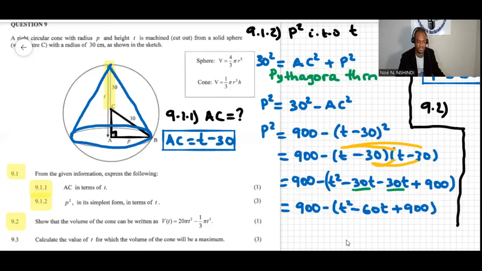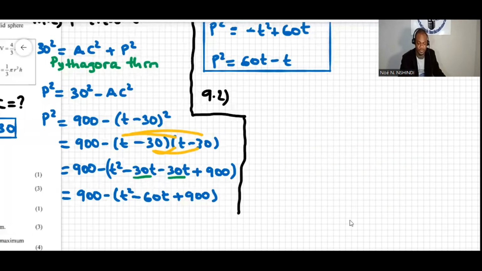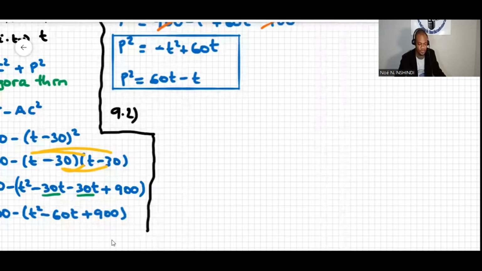Okay, here's the cone. Now, the radius of the cone here is p. So the volume of the cone is given by, we have this information here. I'm going to substitute: the radius is p, so it's going to be p squared, and the height of the cone is just t. So let's substitute.